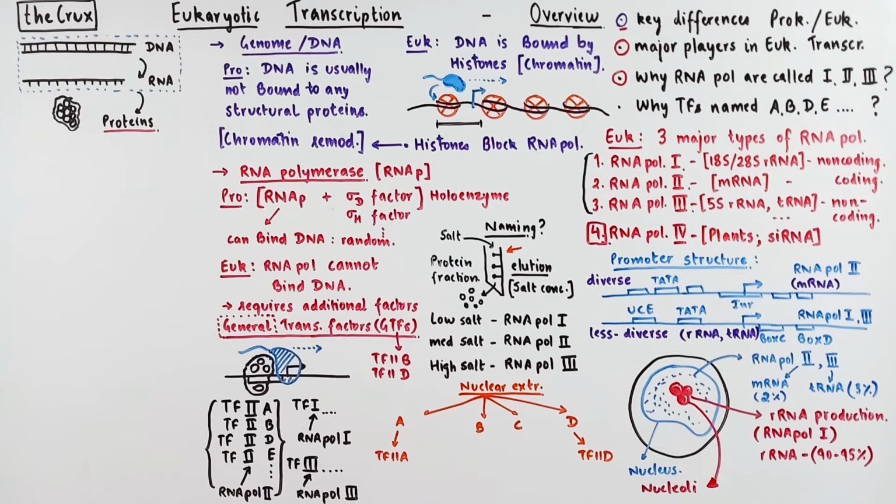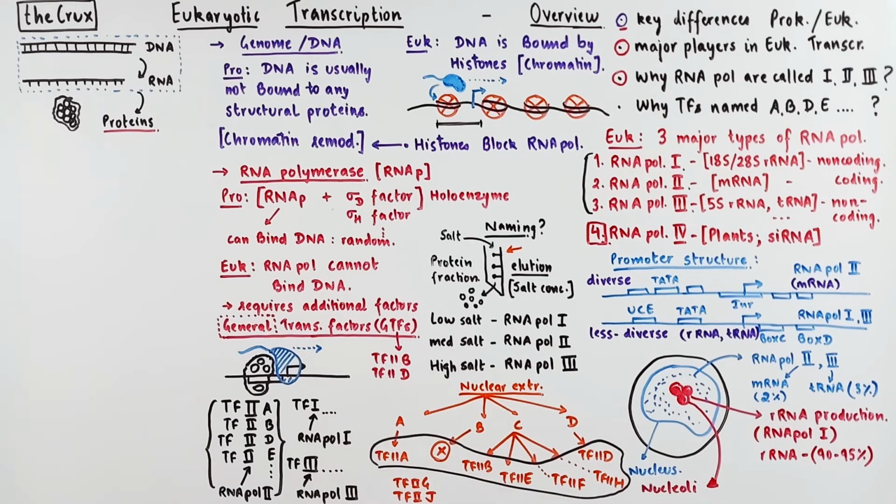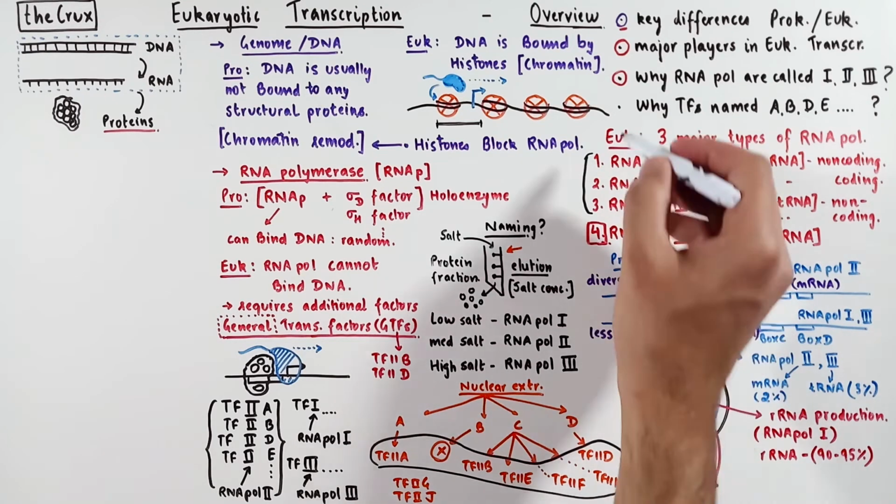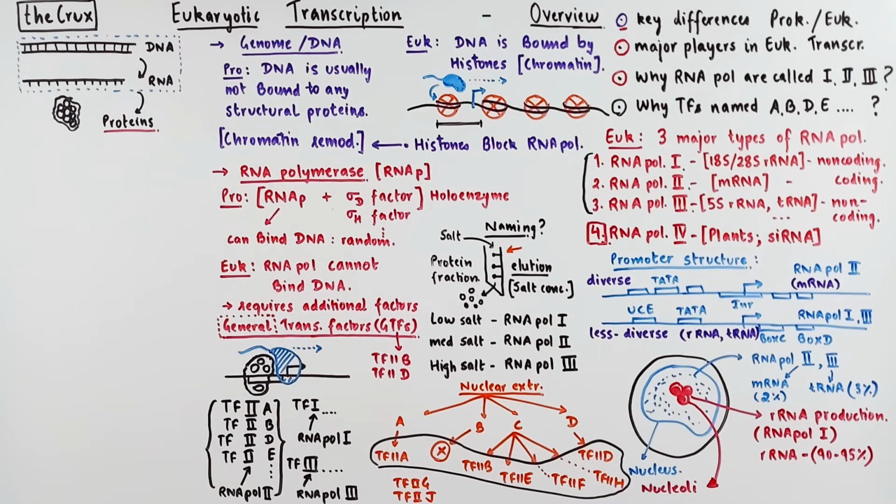Nothing came out of fraction B. But from fraction C, 4 proteins were recovered sequentially. And these were named TF2B, then D is already taken, and C cannot be used because it is a mix of 4 proteins. So they went with TF2E, and then came TF2F and TF2H. There are also TF2G and TF2J, but these are not always required. So when we talk about eukaryotic transcription, we will largely focus on these GTFs. Okay, so hopefully now you know why these transcription factors are named with alphabets.